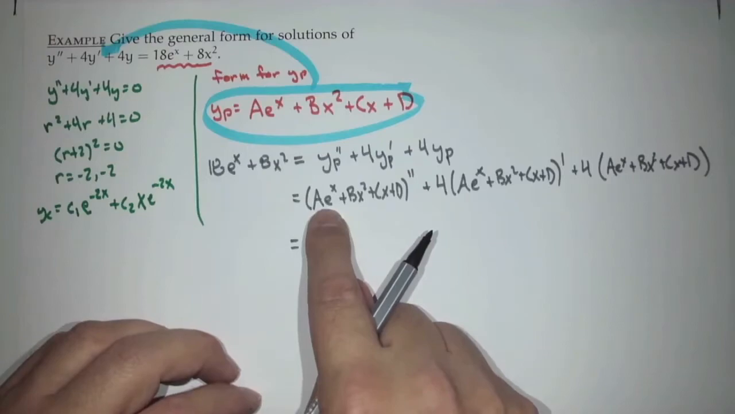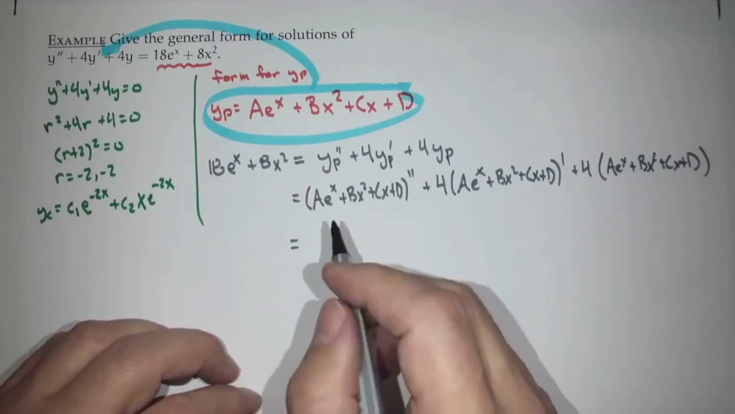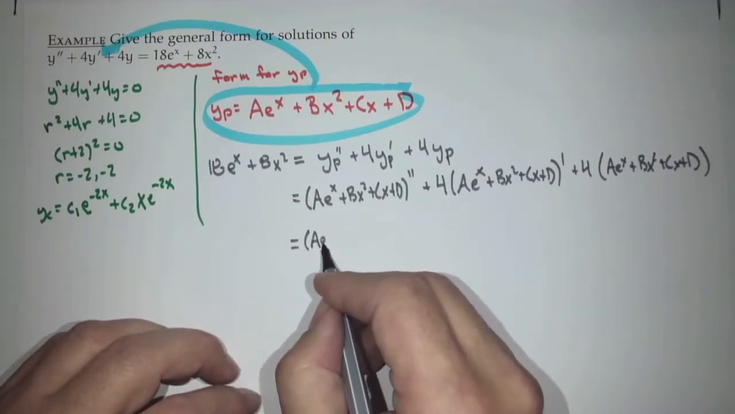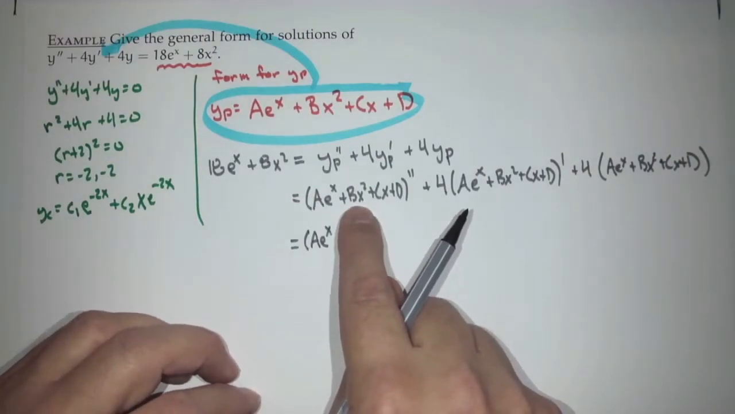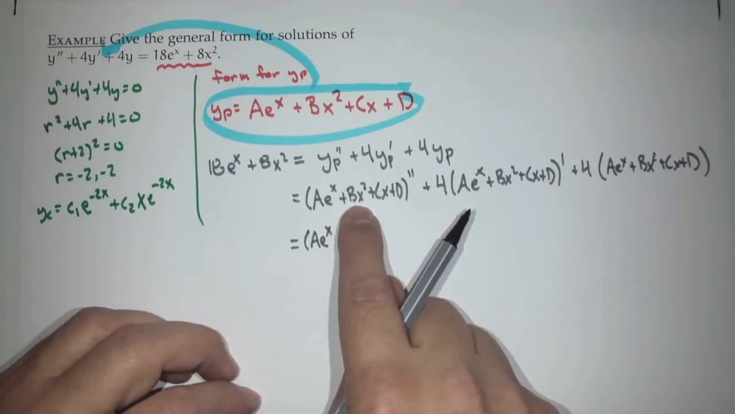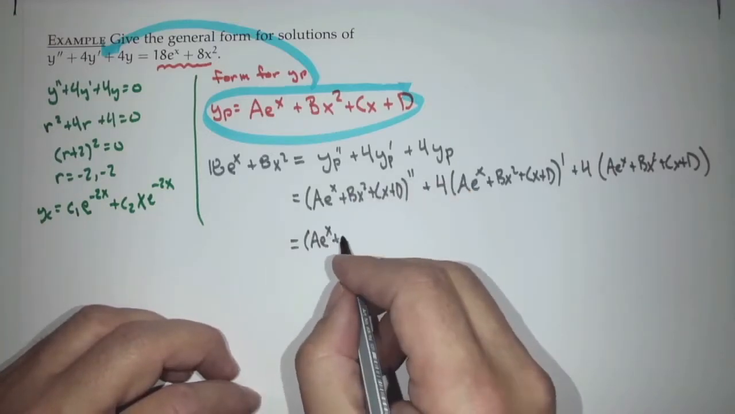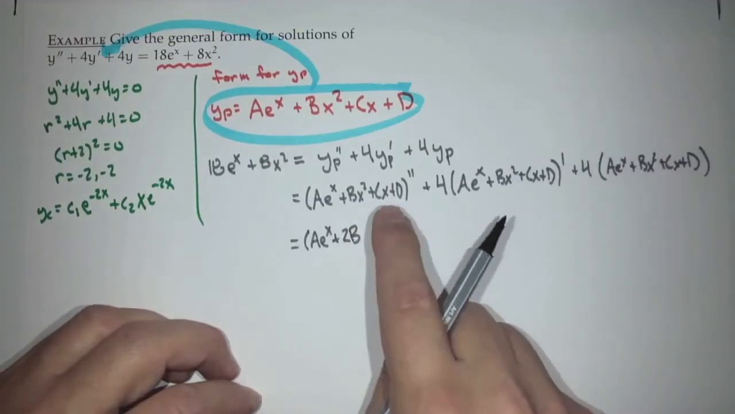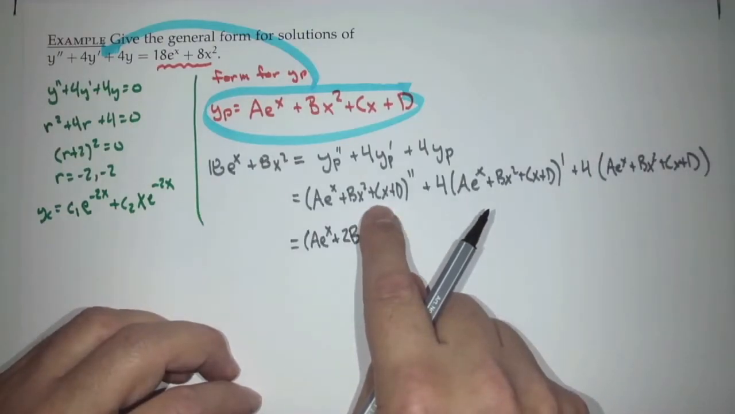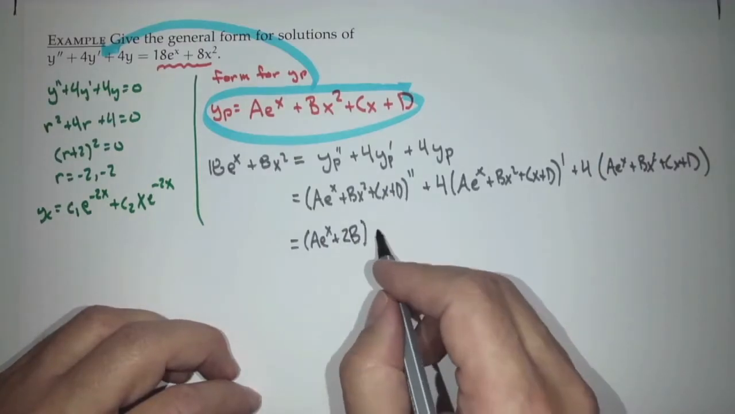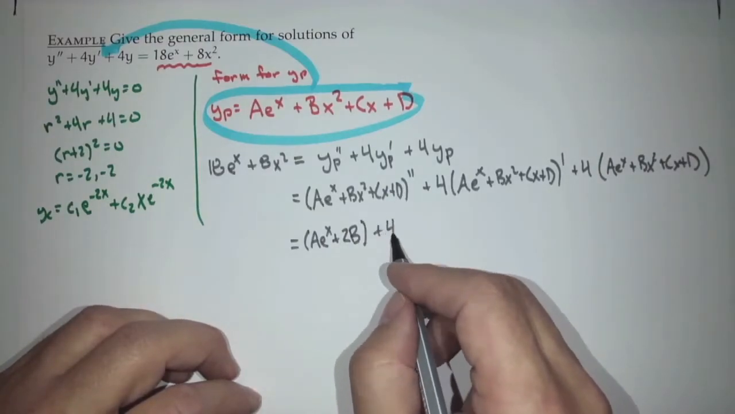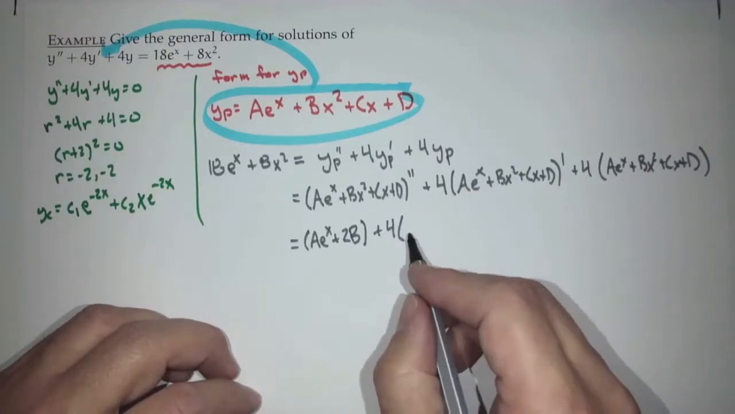Second derivative of a e to the x. A e to the x, nice. It's one of the reasons we like e to the x. Second derivative of bx squared. 2b. Yeah, it's 2b. Second derivative of c times x? 0. Second derivative of d? 0. Okay.